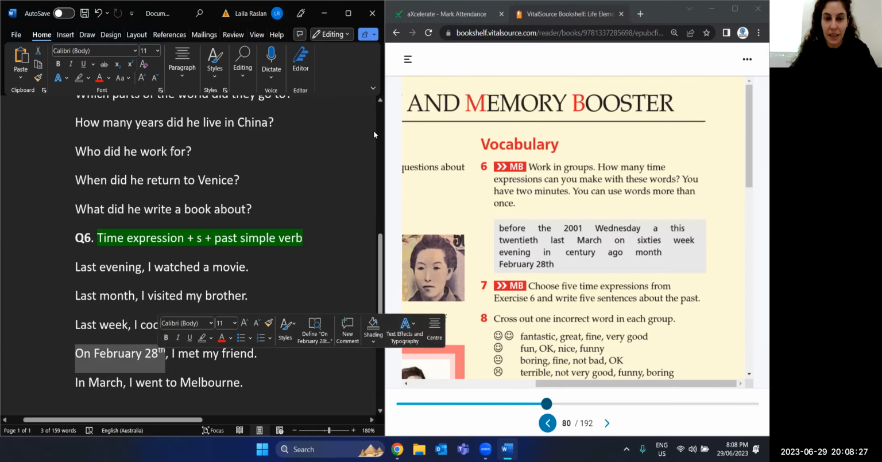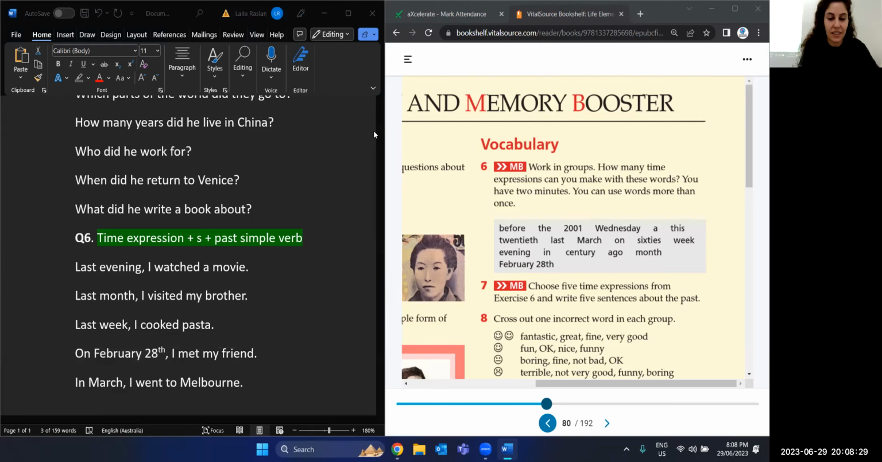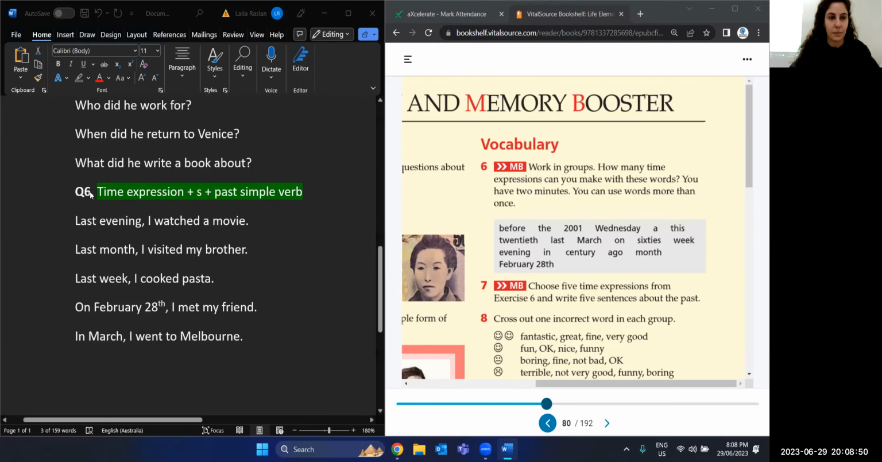Solange, can you make me a sentence using a time expression like the examples I wrote. So we'll wait for one more sentence from Solange.